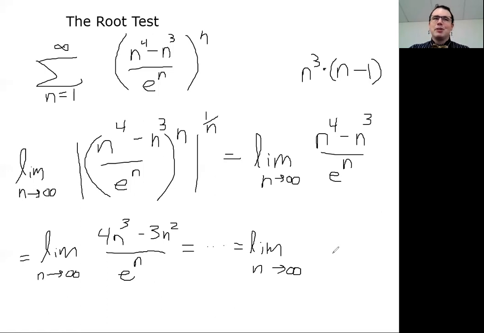And then I'd use L'Hopital's rule again, and I'd use it again. And eventually I'll get down to the limit where the numerator is just a constant, 24, and the denominator is still e to the power n. Now, the numerator is a constant, but the denominator is going to positive infinity, so this limit will be equal to 0.